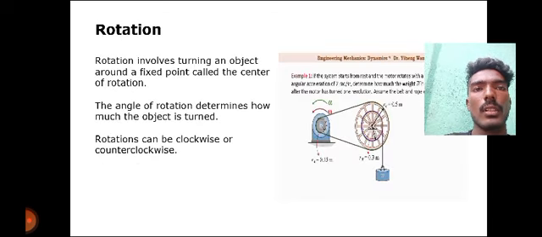Rotation. Rotation involves turning an object around a fixed point called the center of rotation. The angle of rotation determines how much the object is turned. Rotations can be clockwise or counterclockwise.